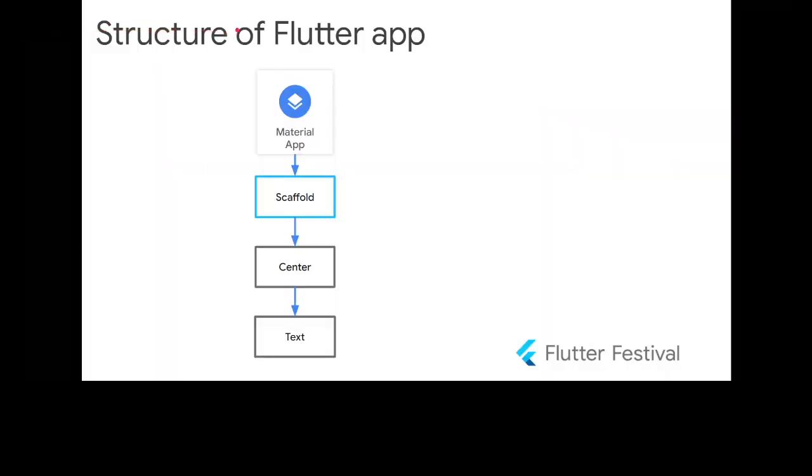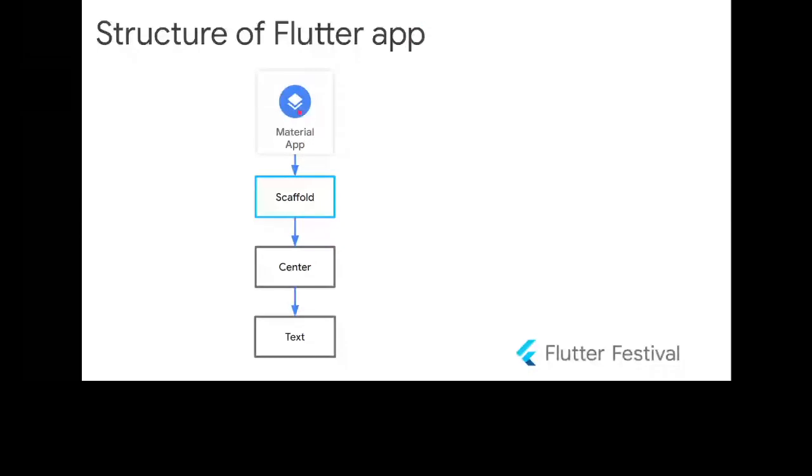So this is the structure of a Flutter app. What is the structure? It is in a hierarchy. How does a Flutter app have to be built? The topmost thing contains a material app.